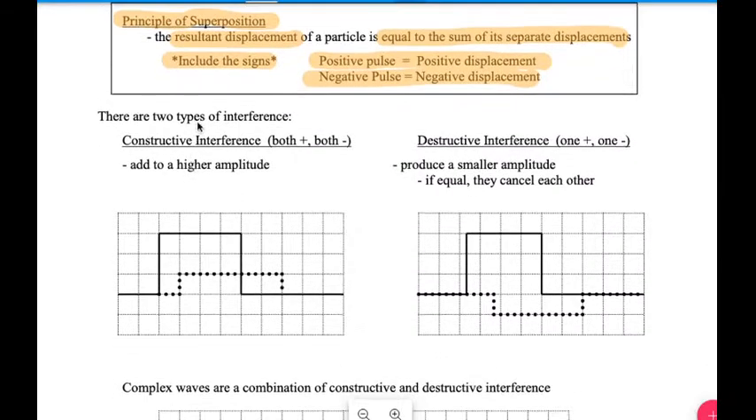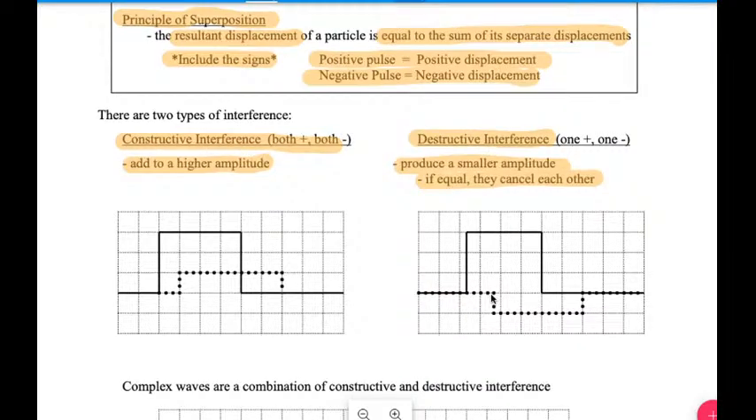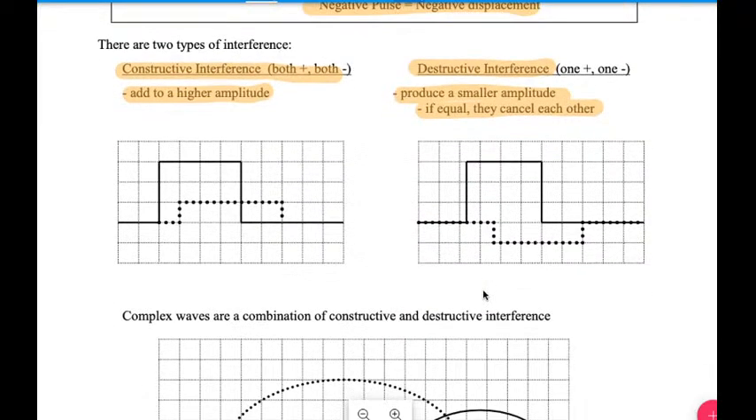So there's two types of interference: constructive, when they both have the same sign, when they're either both positive or both negative, we'll have an increase in amplitude. That's why it's constructive. We're making more amplitude, right? It's going to be a constructive experience for the wave. Whereas destructive interference will have a smaller amplitude. So that's when one is positive, one is negative. They're going to either cancel each other out completely if they're equal, or they'll at least have this destruction of some of the amplitude, a little bit smaller.